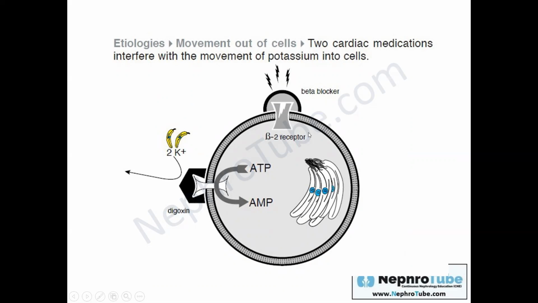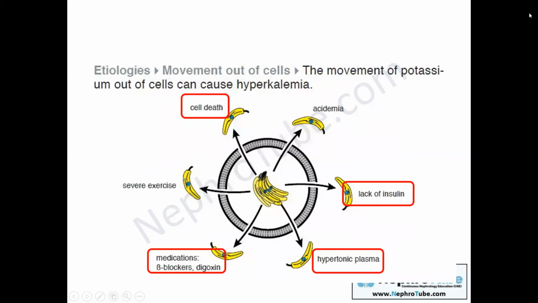That's why in the management of hyperkalemia, we try to use a beta agonist to activate this receptor, which will activate the sodium-potassium pump. And also insulin, as I said in the previous two slides, insulin activates this pump, which will cause entry of potassium into the cell. That's why we will use insulin in the treatment and management of hyperkalemia.